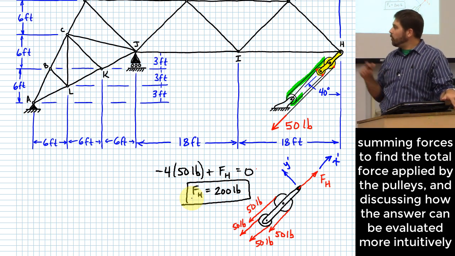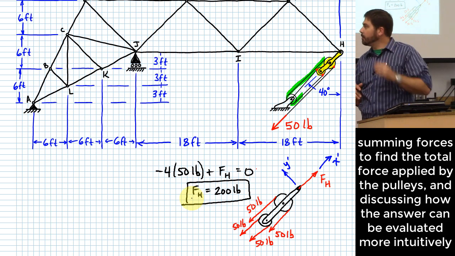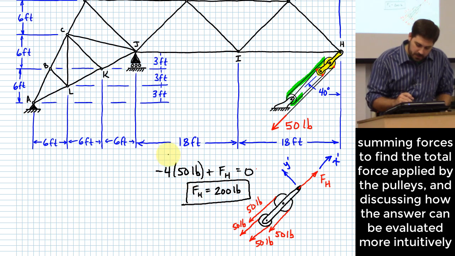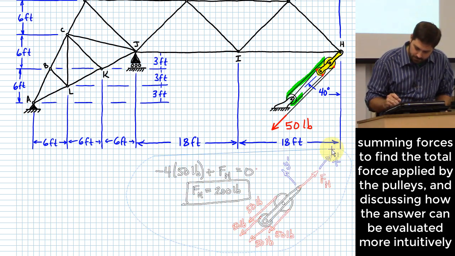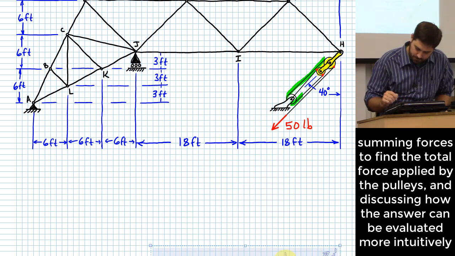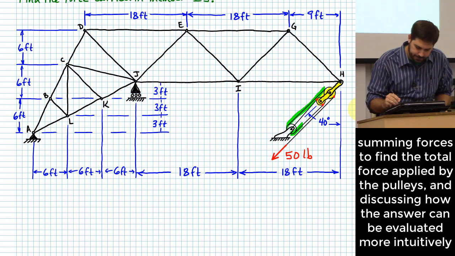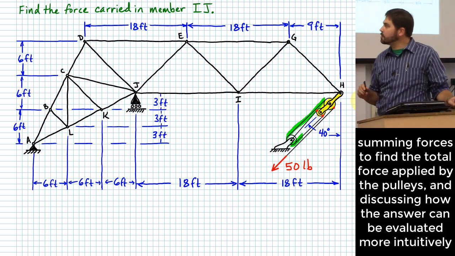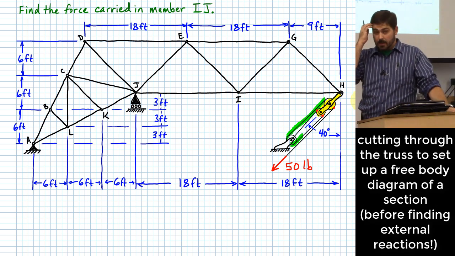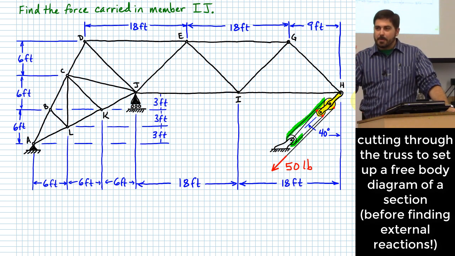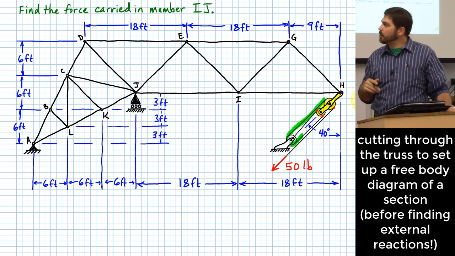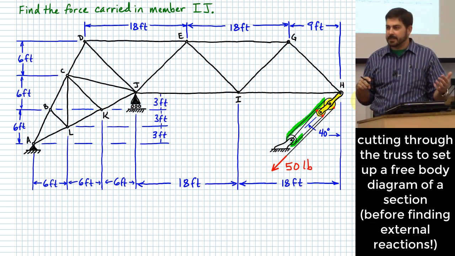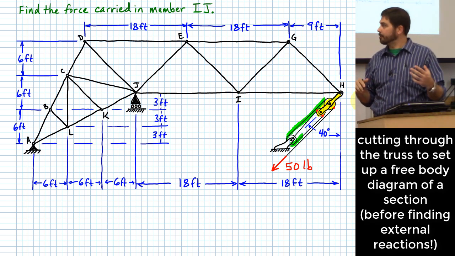Wonderful. So we've done the initial part here and found how much force must be acting on joint H. It's 200 pounds. So now what would you like to do? Okay. So remember, what we're trying to find is the force in IJ. Yeah, and I hear a few people saying we should find some external reactions first. And that wouldn't be a bad idea. If you have to, I'm going to show you something you might really like here.